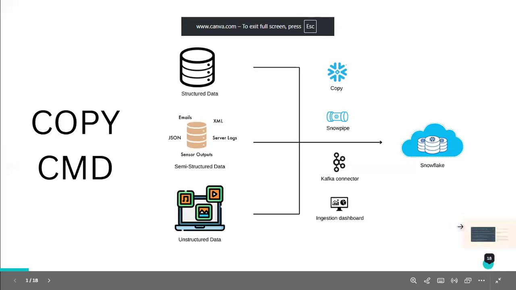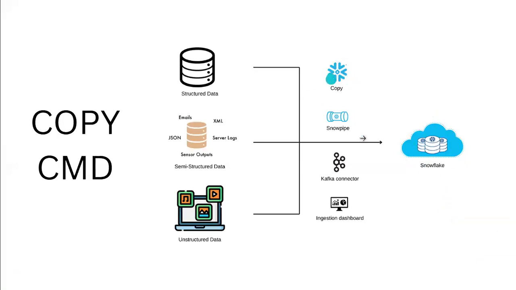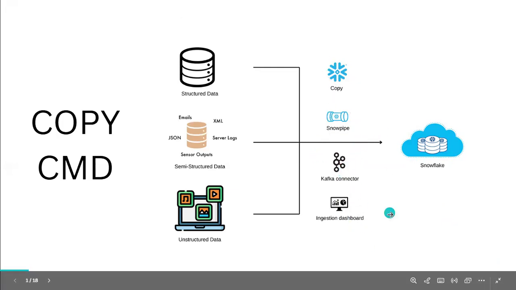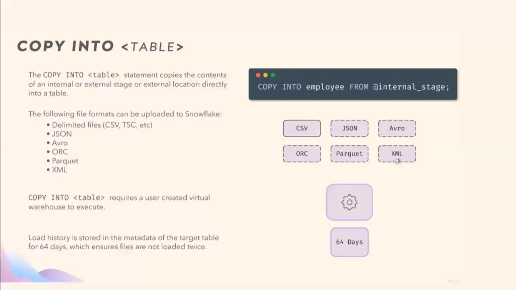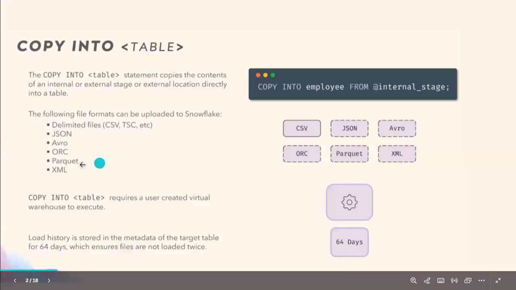So we use the copy command to load data into a Snowflake table, either by using copy or by using Snowpipe. And we have third-party connectors like Kafka or an ingestion dashboard. By using these, we'll maintain some staging tables. From there, we'll use the copy command for loading, or we'll directly load from these connectors into Snowflake. This copy into command supports files like JSON, Avro, ORC, Parquet, and XML.